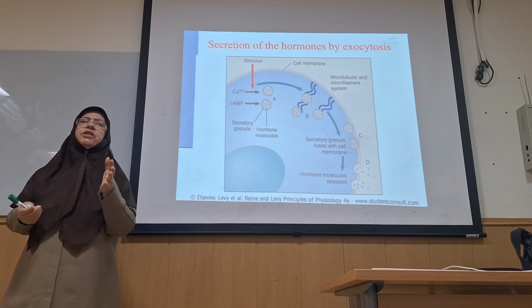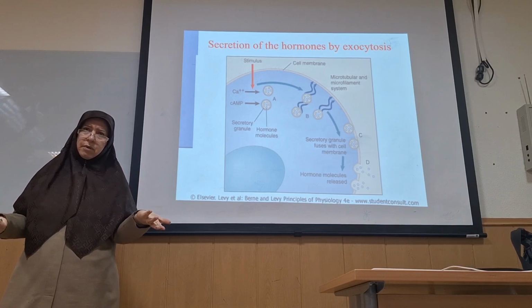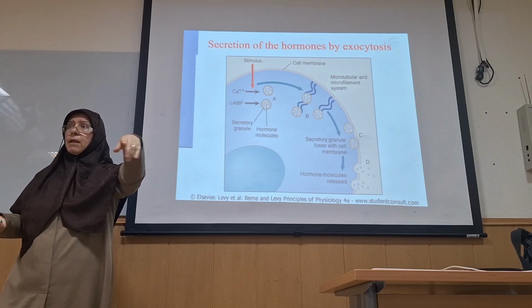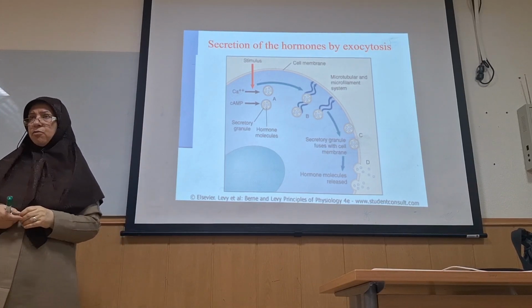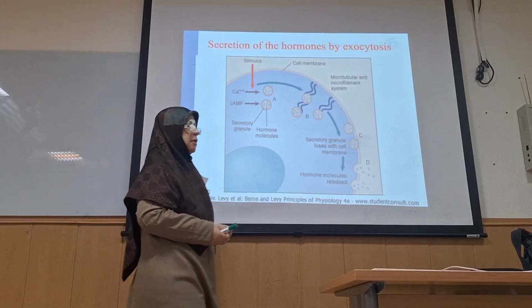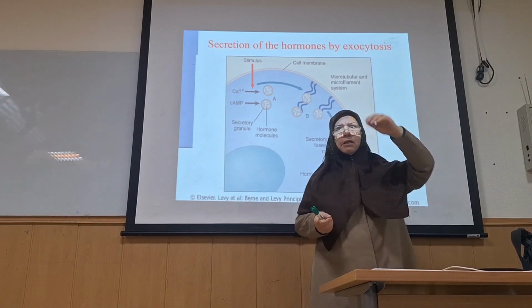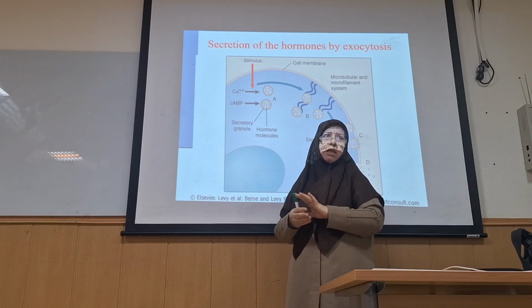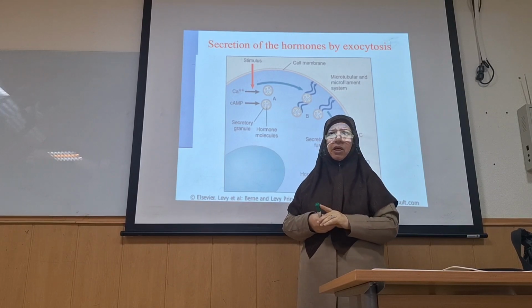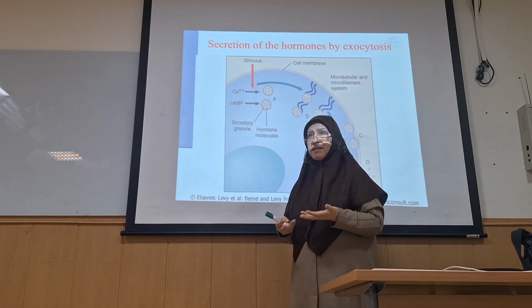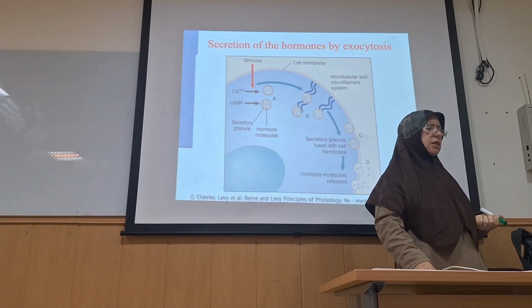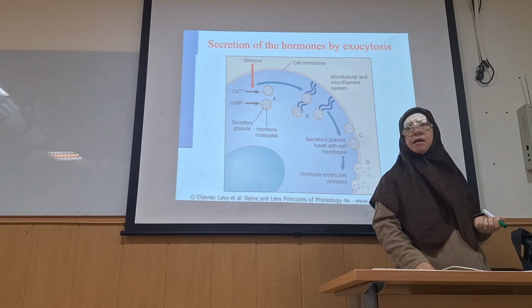Which hormone secretion is inhibited by calcium when calcium increases? Calcitonin? No. Parathyroid hormone, PTH. When the calcium level increases, exocytosis occurs, but PTH secretion, parathyroid secretion, is inhibited by calcium. And the secretion depends on cyclic AMP.